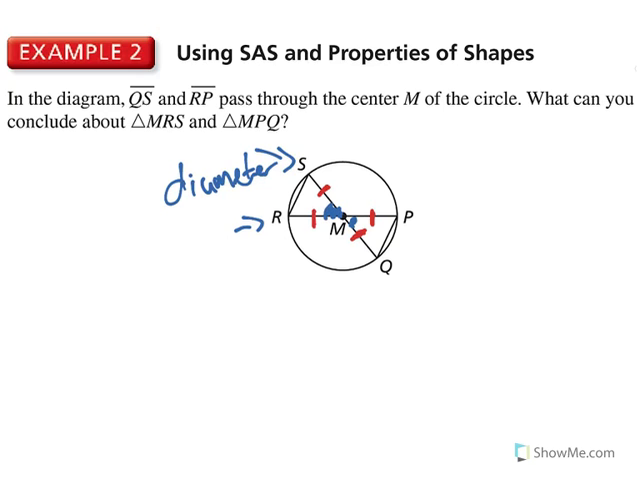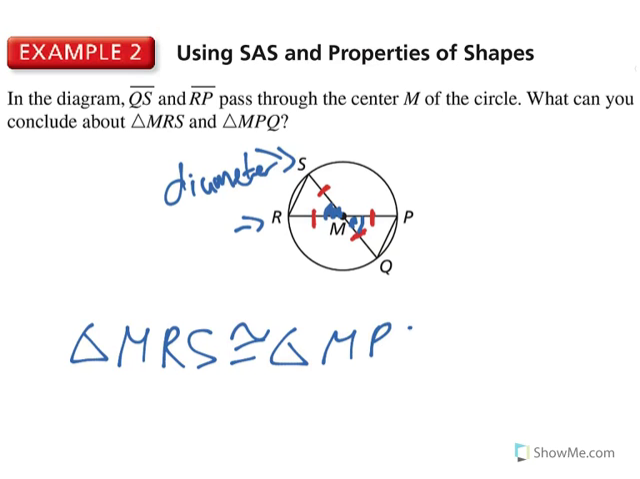So if I have vertical angles, then that would mean that I have a side, an angle, and a side in that order. I have sides and an included angle. So I can make the conclusion from this picture that triangle MRS is congruent with triangle MPQ. My sides are the same because MR is congruent with MP, which is congruent with MS, and congruent with MQ. And then I can say that angle SMR and angle PMQ are also congruent with each other.